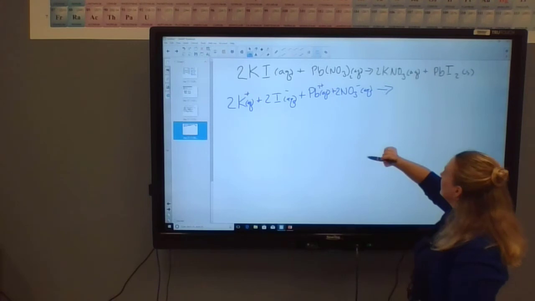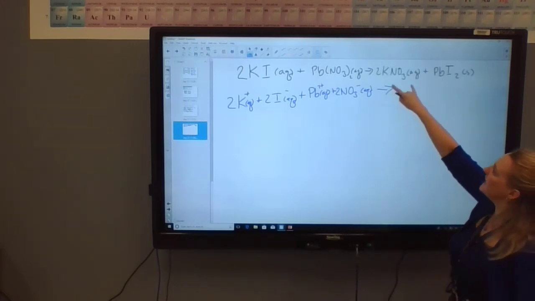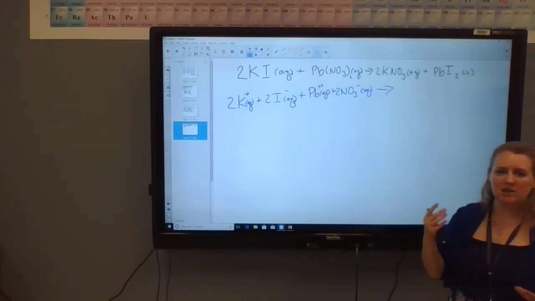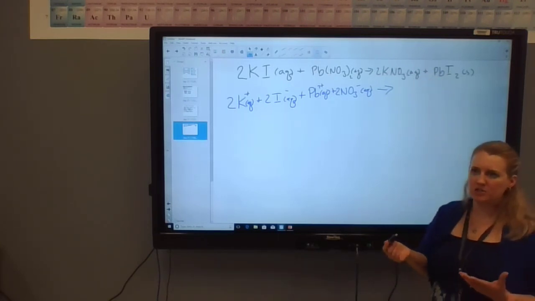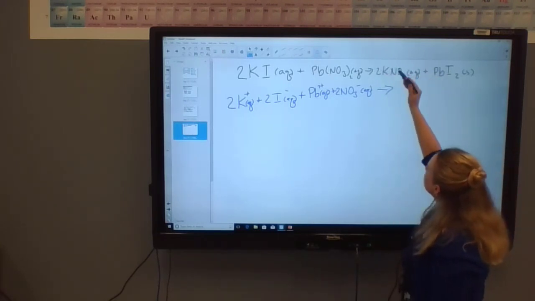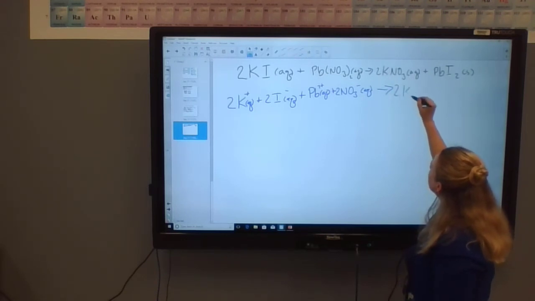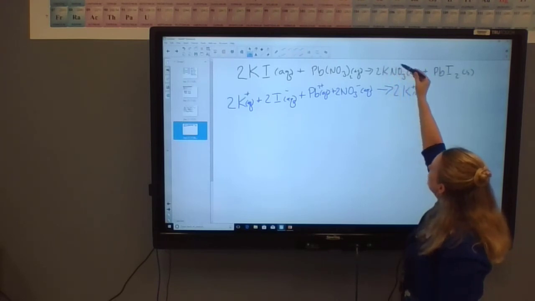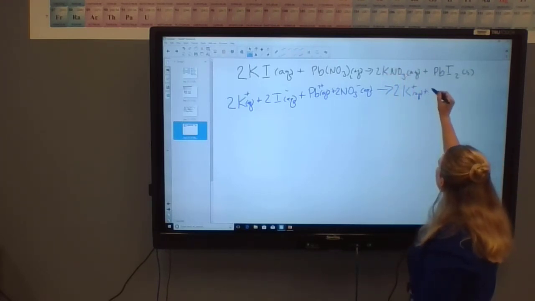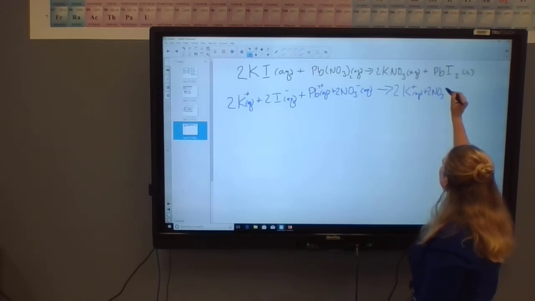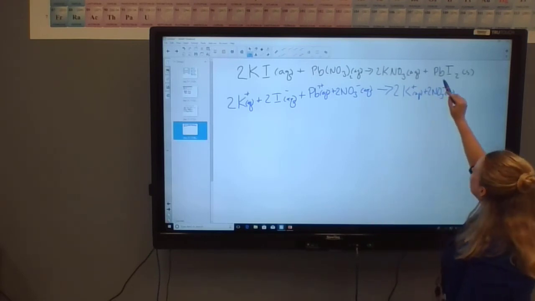Let me get rid of these. Now on the product side, potassium nitrate is still ionic and it is still aqueous, so that is still a strong electrolyte. So I'm going to get 2 potassium ions, so 2 K pluses, aqueous, and 2 nitrates. Remember, the 2 distributes to both things, so I get 2 nitrates there.